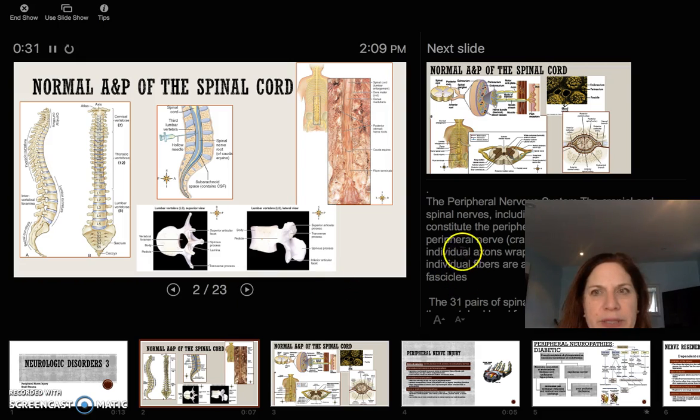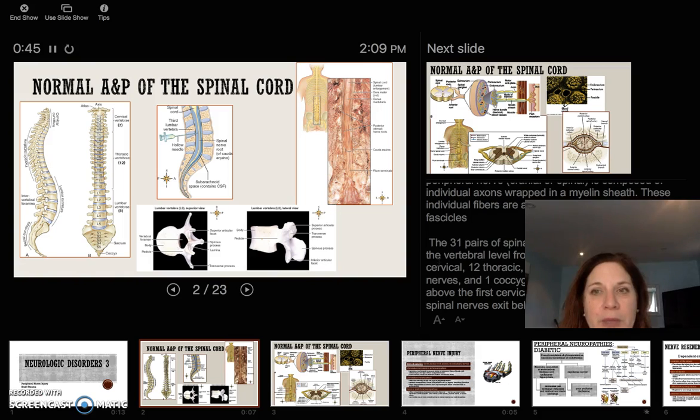The peripheral nervous system consists of cranial and spinal nerves, including branches and ganglia. A peripheral nerve is composed of axons wrapped in a myelin sheath, which are arranged in bundles called fascicles. The 31 pairs of spinal nerves get their names from which vertebrae they exit.